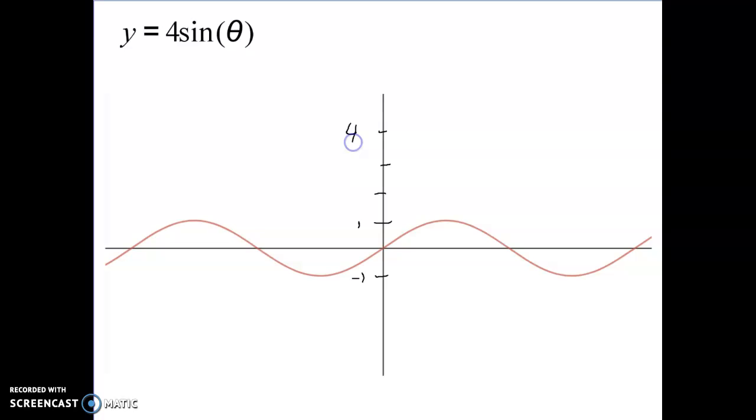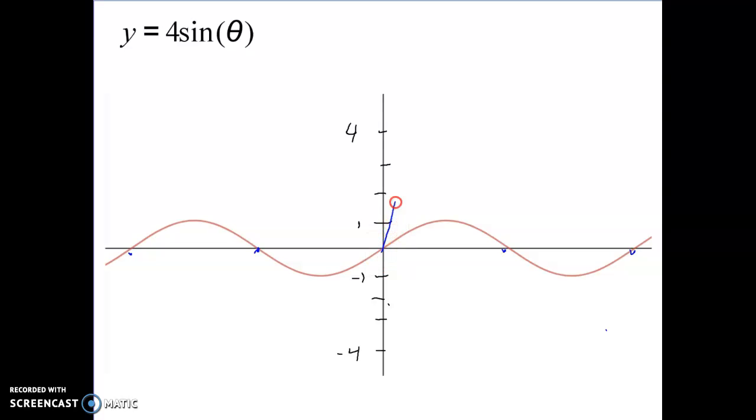So let me go to 4 and also -4 on the y-axis. And then what's going to happen is my graph is going to stretch up and down to 4. It's still going to hit the x-axis in the same places that it did before. What's going to change is the amplitude. What's going to change is how far from the midline it goes up.